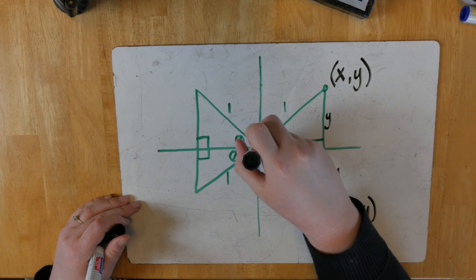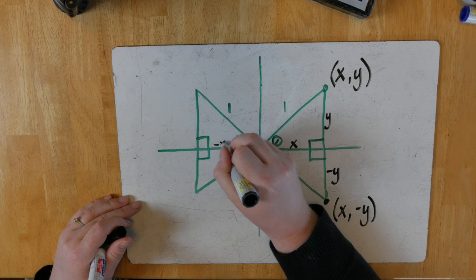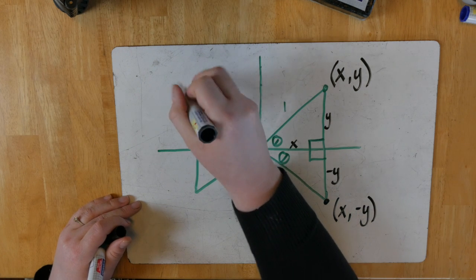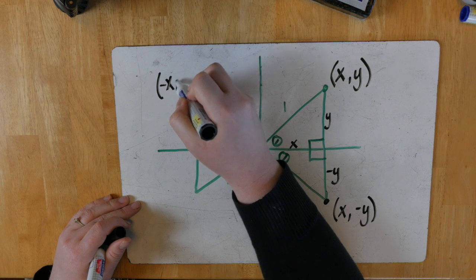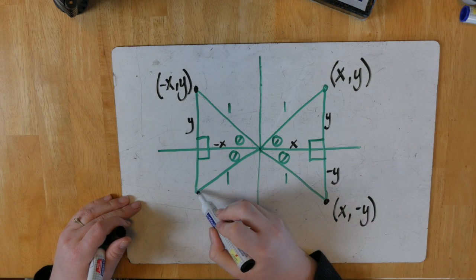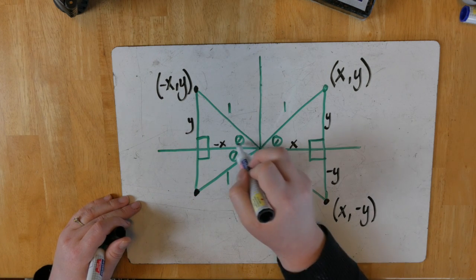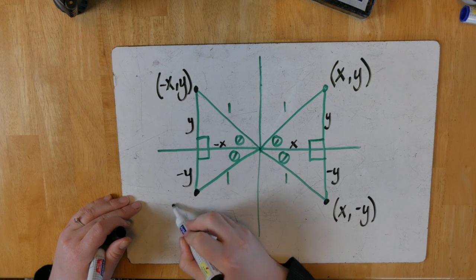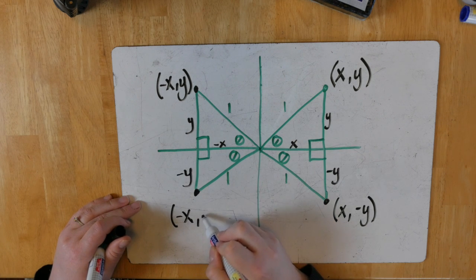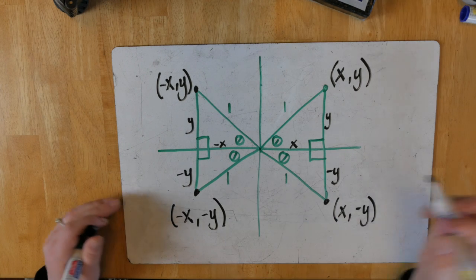Over here in quadrant 2, we travel along the negative x-axis, along the positive y-axis, and that gets us to the coordinate point negative x, y. And down here in quadrant 3, we travel along the negative x-axis, then along the negative y-axis, and that gets us to the coordinate point negative x, negative y.